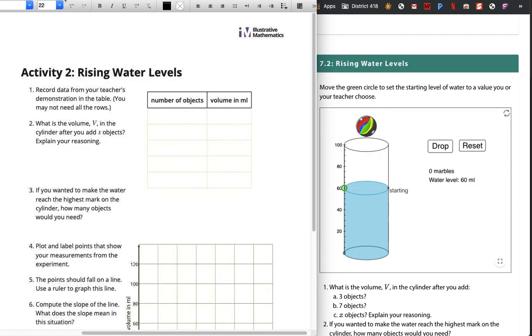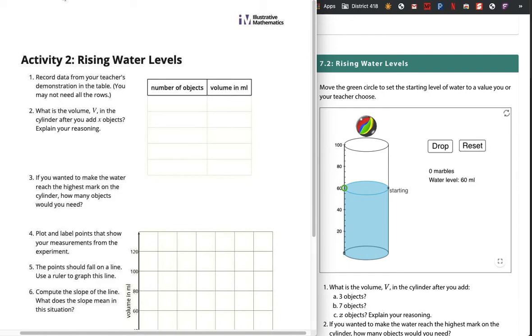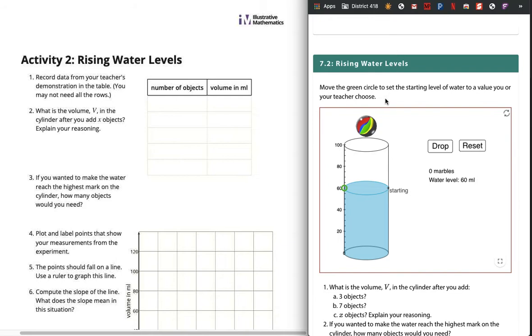So we want to go through this activity here. All right, so rising water levels is the activity. I've got this little applet here that I can drop marbles into this container of water and we'll see what happens to the water level. And you're going to record the data. So record data from your teacher's demonstration in the table. And I think we're going to go ahead and use up all these rows, even though it says you may not need them.